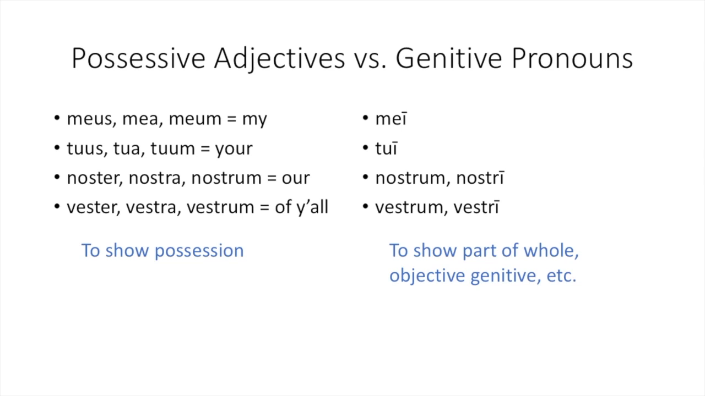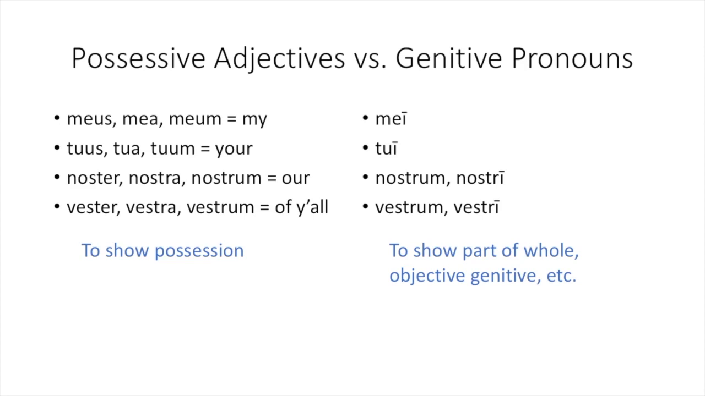in Latin, we use these adjectives, meus, mea, meum, tuus, tua, tuum, noster, nostra, nostrum, vester, vestra, vestrum, to show possession. You don't use the genitive pronouns to show possession. You use those adjectives just like you've been doing already. For all the other uses of the genitive, like part of the whole or an objective genitive, and I'll give you an example of that in a second, you use the pronouns mei, tui, nostri, vestri, nostrum, vestrum.